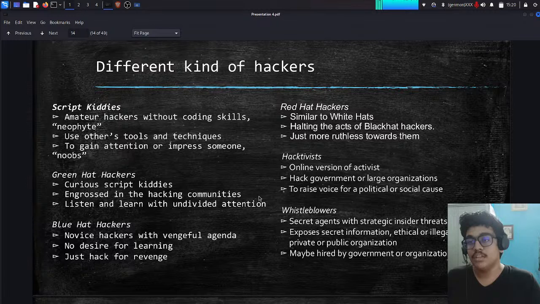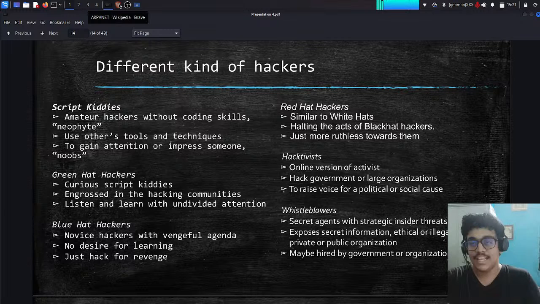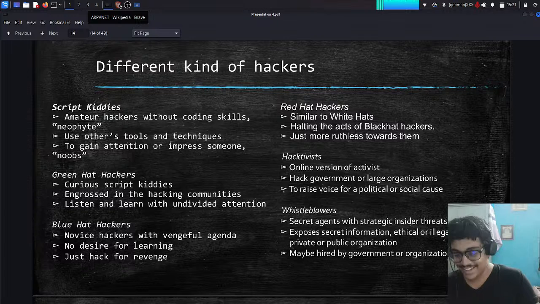So we have blue hat hackers, novice hackers with a vengeful agenda, no desire for learning, just hacking for revenge. Let's take an example. If you are going through a breakup and you want to exploit your girlfriend's mobile phone, what do you do? You go on YouTube. And nowadays people are asking ChatGPT how they can hack their girlfriend's account. And it is a bit funny that people still believe they can hack Instagram.